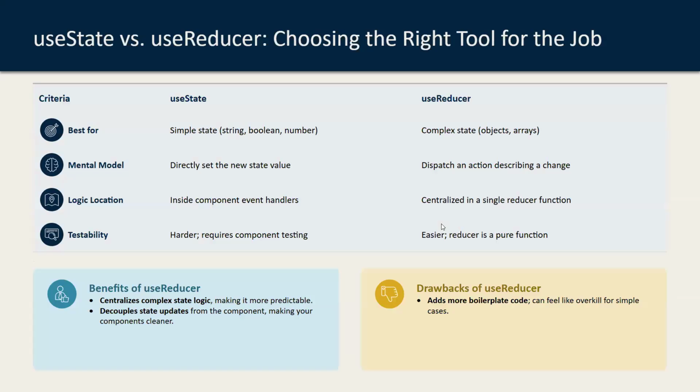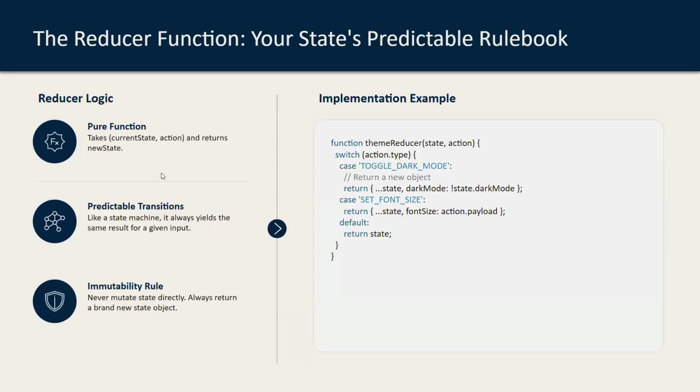Now that we've taken a look at what a reducer is, the next question: what would be an example of breaking an immutability rule? Okay, so an example would be modifying the existing state object or array directly instead of returning a new one.